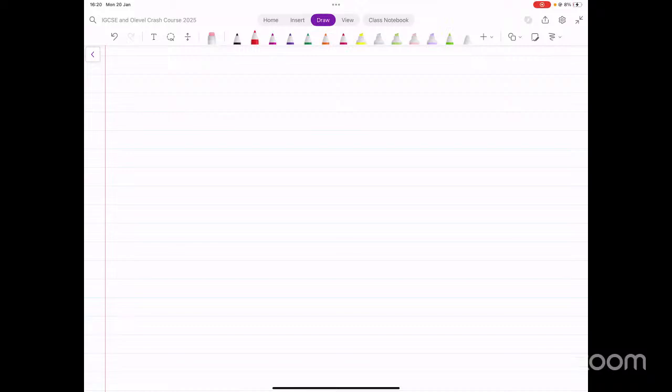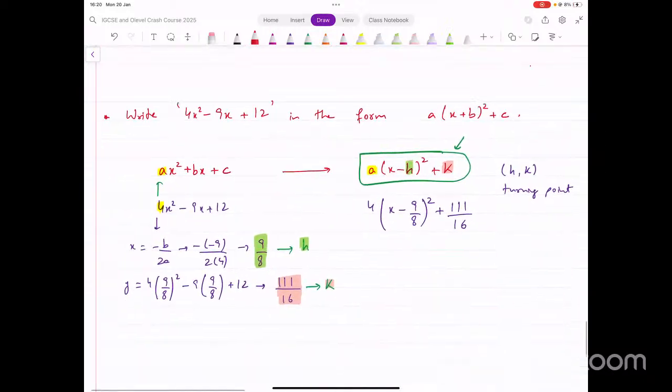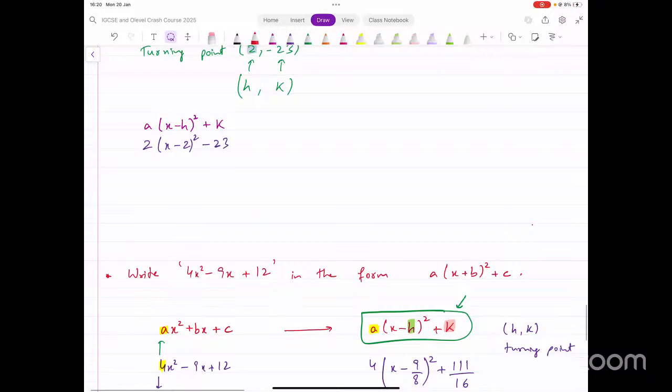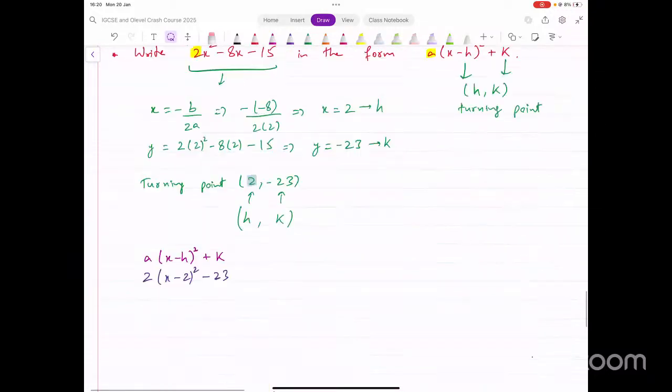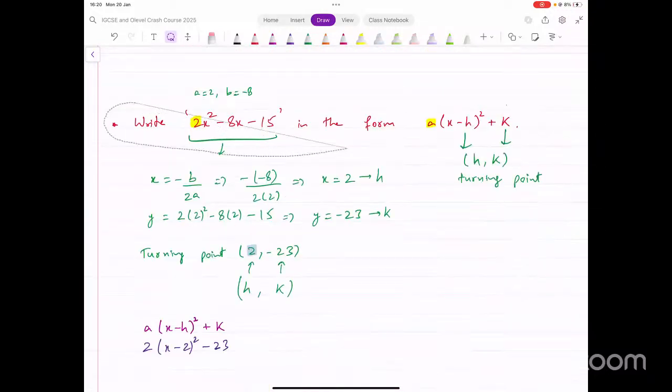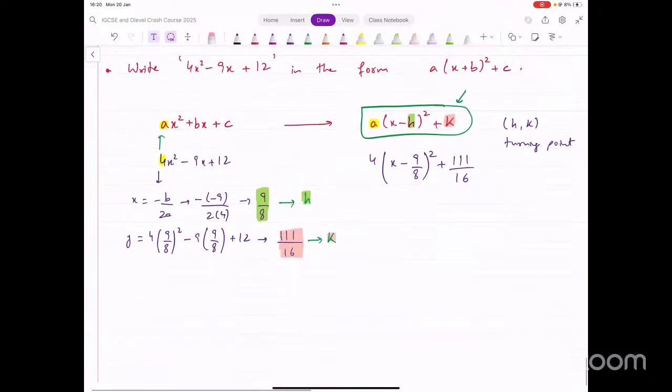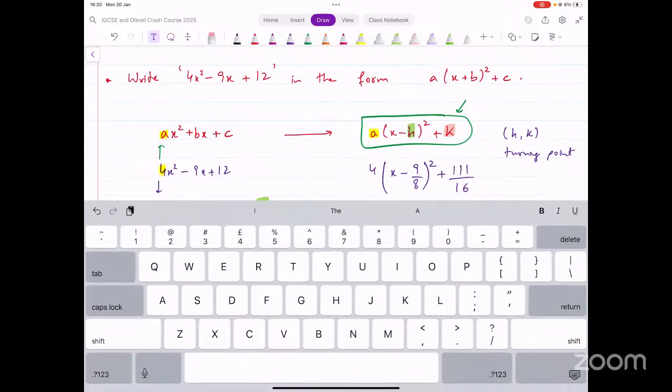Now, first of all, let's start with another method for completing the square. So this question that we did in the last session, let's use the same example to understand another method for completing the square. Okay.